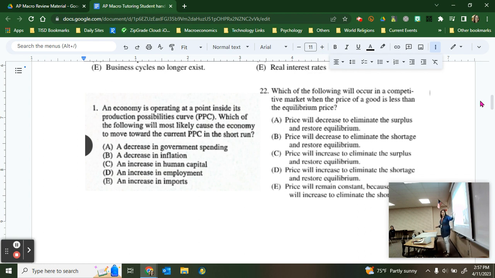On B, a decrease in inflation. Just because resources are cheaper doesn't make there more of them. Resources are cheaper, but there's not more resources or less resources. There's just cheaper resources. Human capital, increasing human capital, that's a shift. And we are looking for a movement on this answer choice. Letter C, if you probably put letter C if you got this wrong, you are shifting the PPF curve when you should have just made a movement from one point to another.